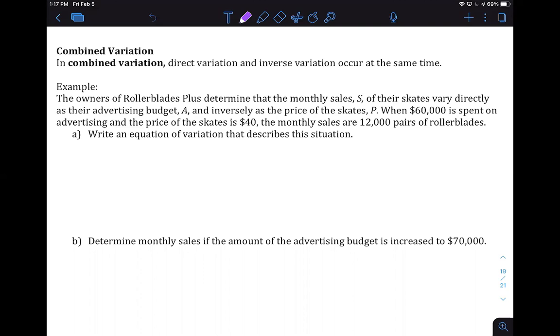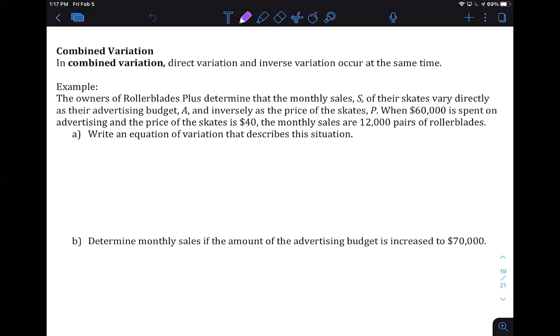Right, so we're combining direct and inverse. The key thing with this is making sure you're being careful about how you read it. The owners of Rollerblades Plus determine that the monthly sales S of their skates varies directly as their advertising budget A and inversely as the price of the skates P.